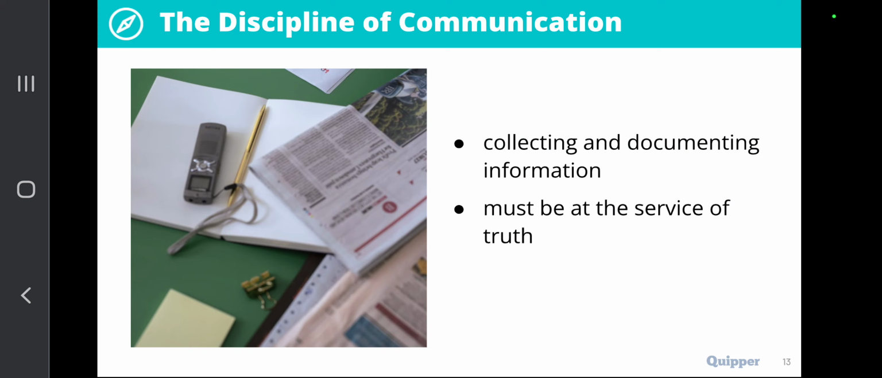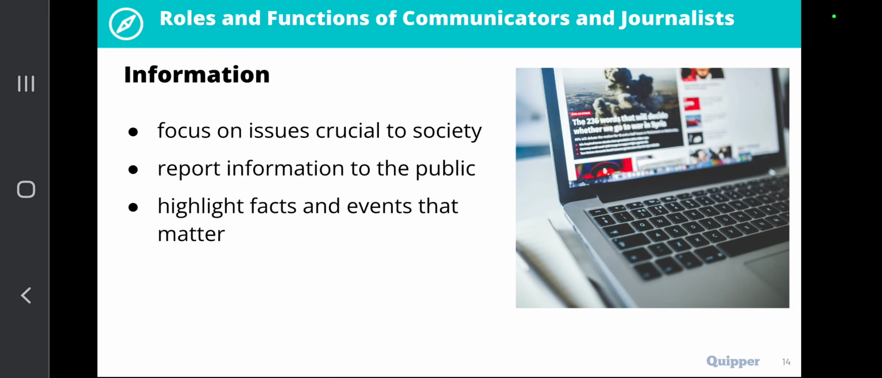Hence, we are now going to delve into the roles and functions of communicators and journalists. Let's first talk about information. Information focuses on issues crucial to society. That is one of the many roles and functions of communicators and journalists. We also report information to the public, and we highlight facts and events that matter.